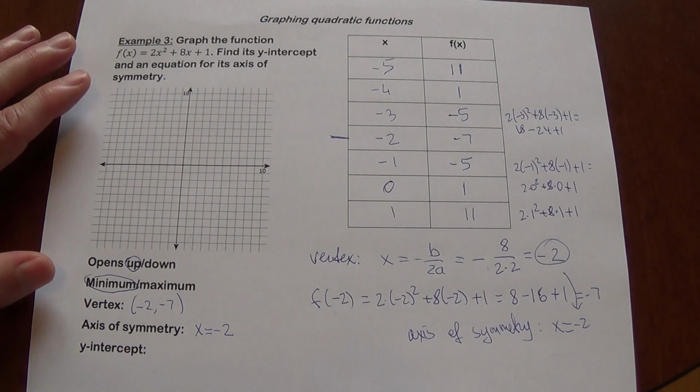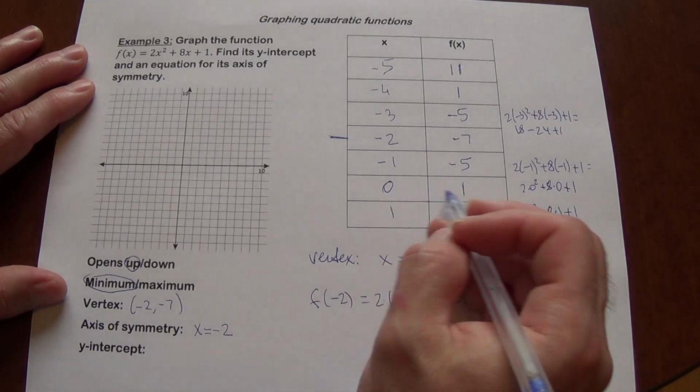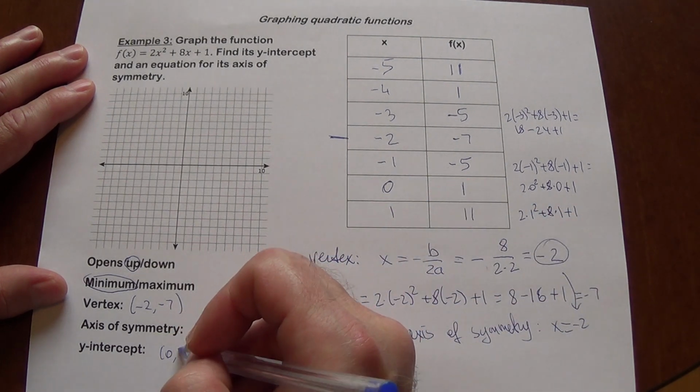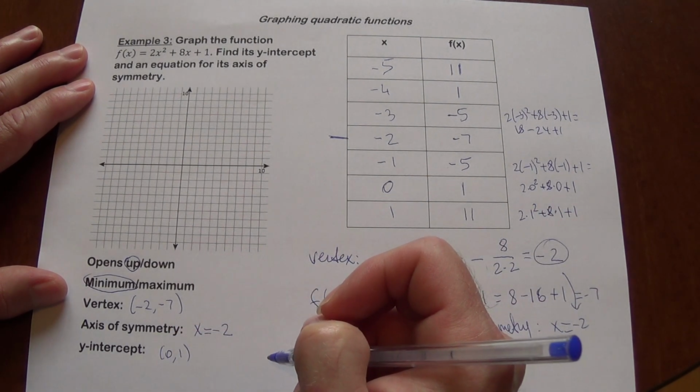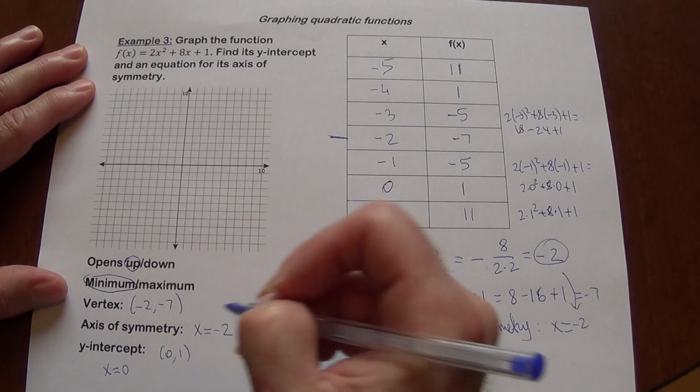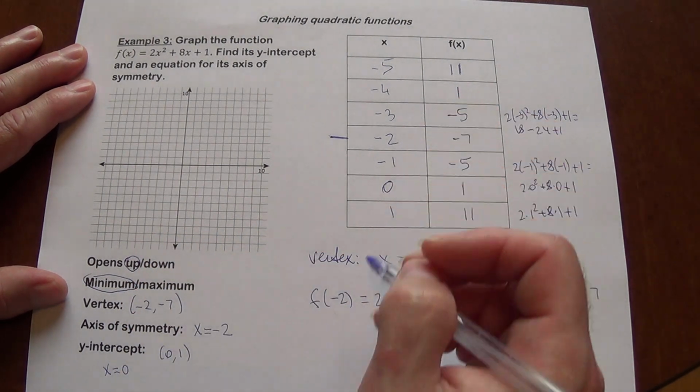Alright, so let's plot the points. Oh, by the way, 0, 1, this is our y-intercept. We're going to list this here. To find the y-intercept, you always make x equals 0, whether or not we actually had this value here or not.